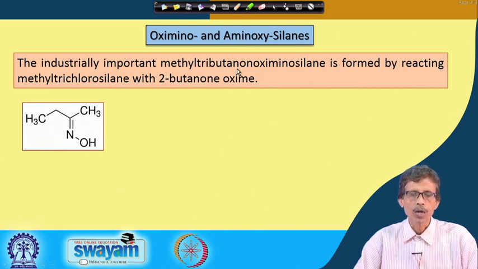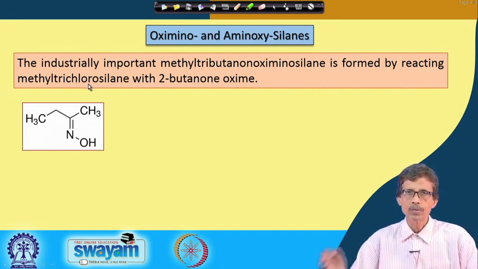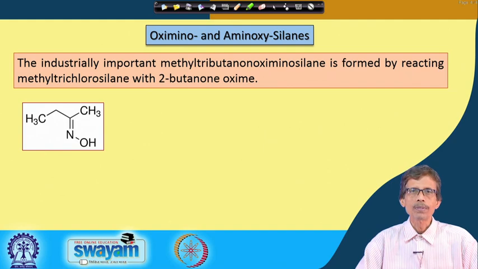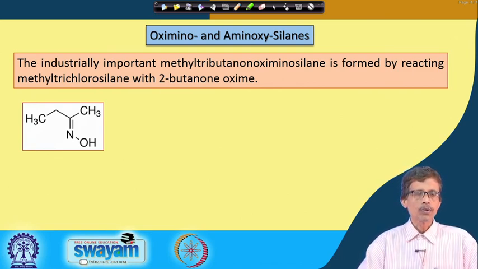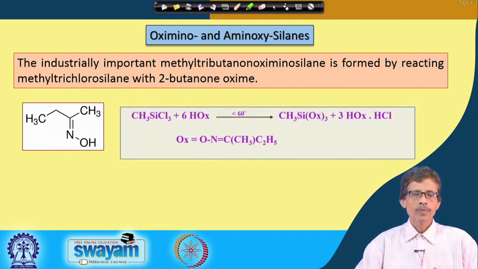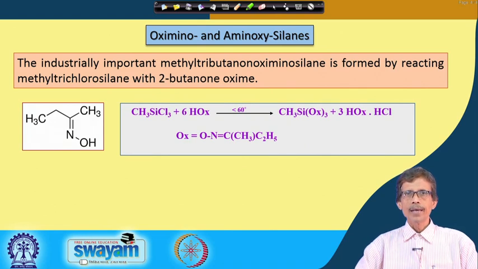So, methyl tributanone oxyaminosilane is formed by reacting methyltrichlorosilane, that means you already have the CH3 function with SiCl3, with 2-butanone oxime. What happens basically? We should know how we get the product, because you may be asked what the reaction product of methyltrichlorosilane with 2-butanone oxime is. So, you should know how reactive the oxime function is to a particular type of chlorosilane. Your chlorosilane is nothing but CH3SiCl3.